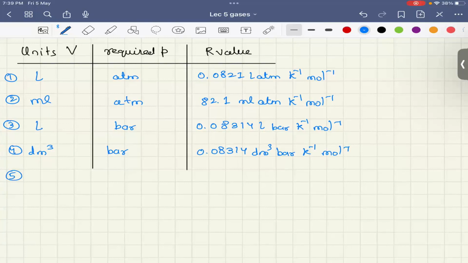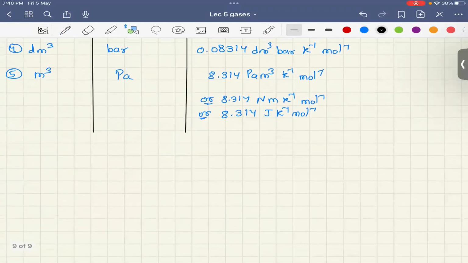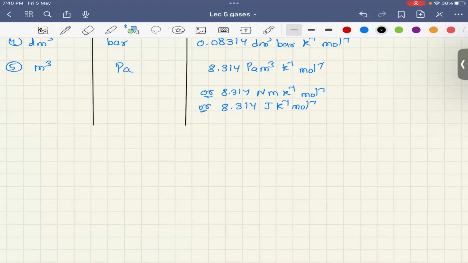The fifth one is going to be the most important one, when it is in SI units, when it is in Pascal. In that case, it is going to be 8.314 Pascal meter cube Kelvin inverse mole inverse, or in other words, we can write it as 8.314 Newton meter Kelvin inverse mole inverse, or 8.314 Joule Kelvin inverse mole inverse. Okay. So it may be noted that although R may be expressed in different units, for pressure volume calculation, R must be taken in the same units as those for pressure and volume.